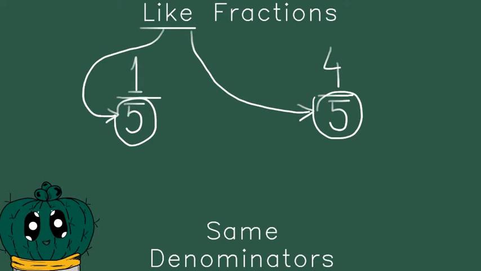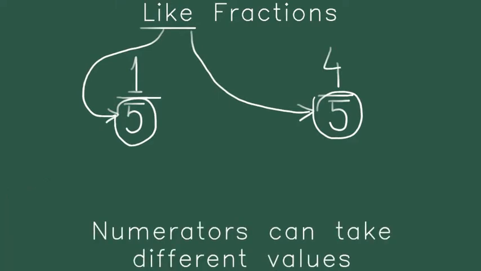So if the two fractions are simplified, and in this case they are, and they have the same denominators, they are just what mathematicians call like fractions, okay? The numerators can have different values. They can take on any value that you want. In a fraction, the only value that the denominator cannot take is 0, right?